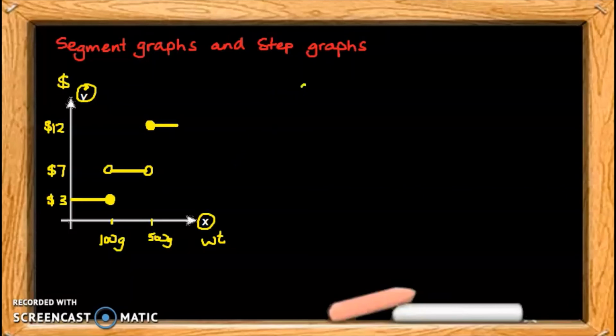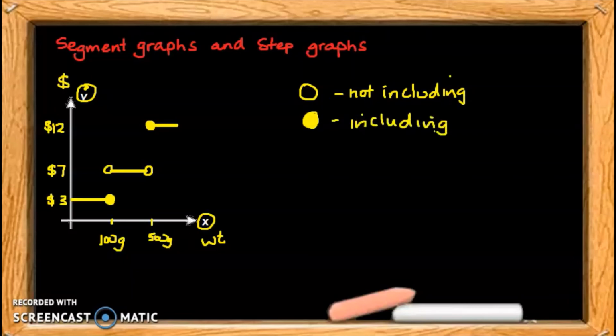So we need to remember, an open dot means not including, and a closed dot means it is including. We need to remember as well, we can only have one open and one closed dot at any of these endpoints. Otherwise, it won't make sense.